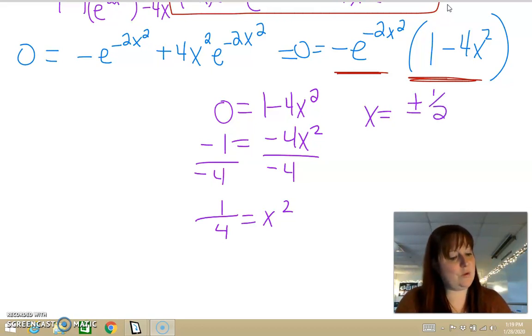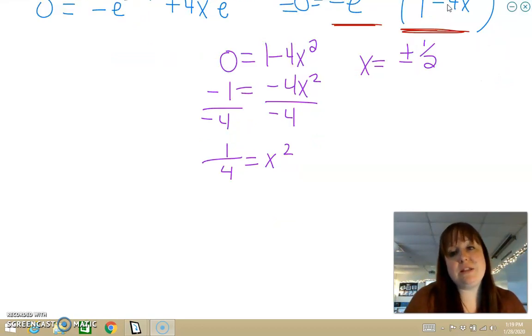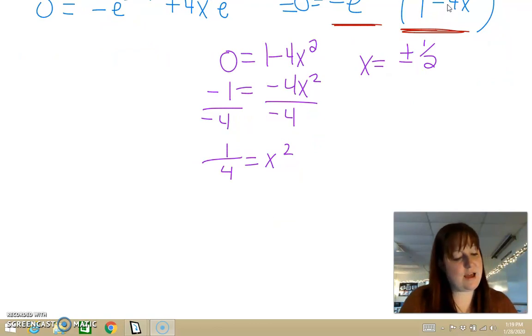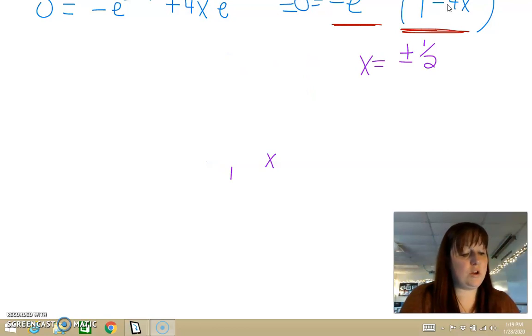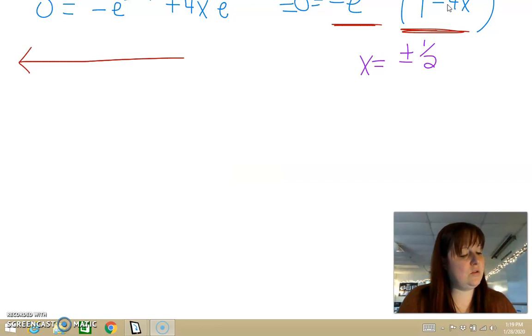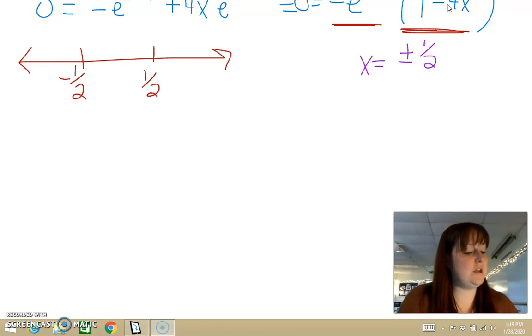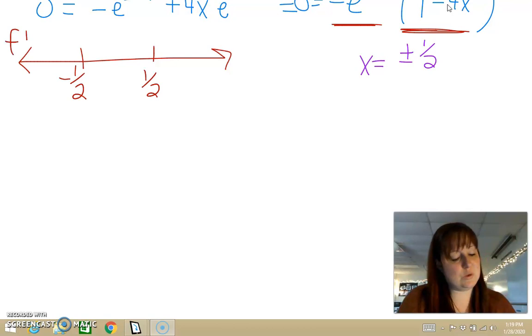Okay, so I'm almost there. I now found that I have relative extrema at x equals plus or minus 1/2, and now I have to figure out where to go from there. So remember, our f prime number line. I know, it's been a long time. Did not mean to make that rhyme, but it did. Okay, negative 1/2 and 1/2. So we decide what is going on with f prime when x is equal to negative 1/2 and x is equal to 1/2, or before and after.